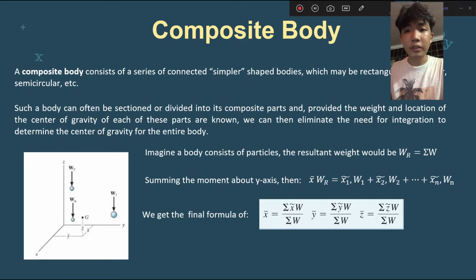So we imagine the body consists of particles, so that the resultant weight WR is equal to the sigma of W, and we can rewrite it into x bar times WR as the equation shown below, so that we can shift it to the other side, and then we find that x bar, y bar, and z bar do not relate to the integral. So respectively, we can use a sigma in that sense to find x bar, y bar, and z bar.